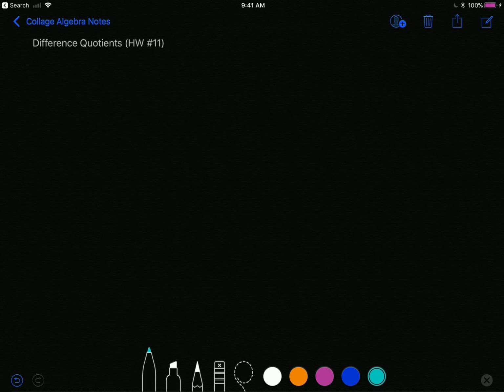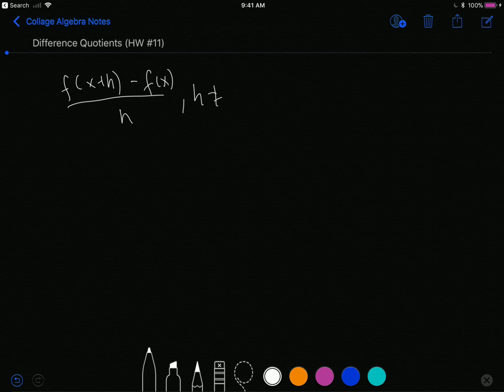Hi guys. Right now we've been looking at difference quotients. They're question number 11 on homework 2. So let's go ahead and look at them right here. The question will be: find the difference quotient. That is, find f of x plus h minus f of x, divided by h, for h not equaling 0, for the following.